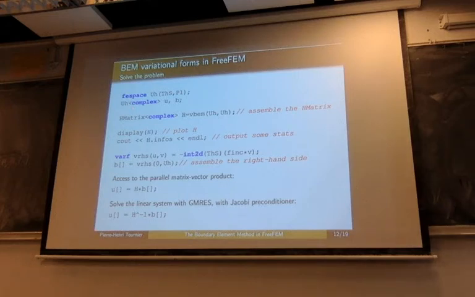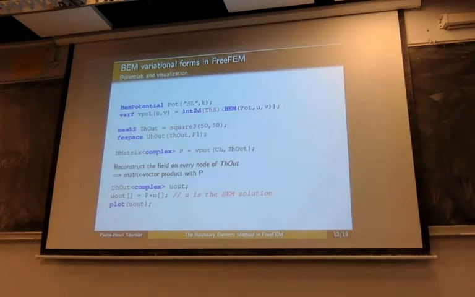You can display it if you want. You can output some relevant info about the assembly of H, different subsets, and then you assemble your right hand side. This is standard stuff, like in FEM. So for example, I think this is the incident wave, in the case of a scattering problem where we use the Helmholtz equation. So you assemble your right hand side, and then you have access to the parallel matrix vector product from H2 just by doing that. But you want to solve the linear system. So if you use this operator, by default it will rely on GMRES with a Jacobi preconditioner. So pretty simple in the language.